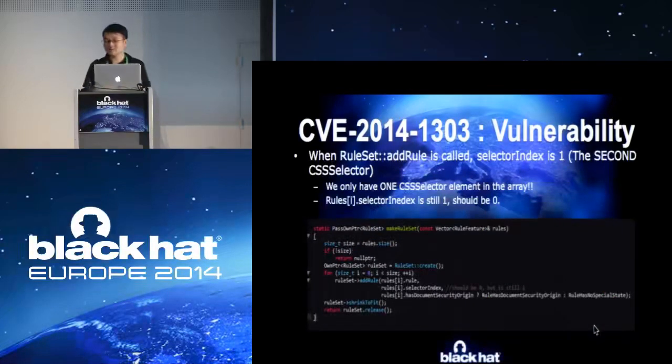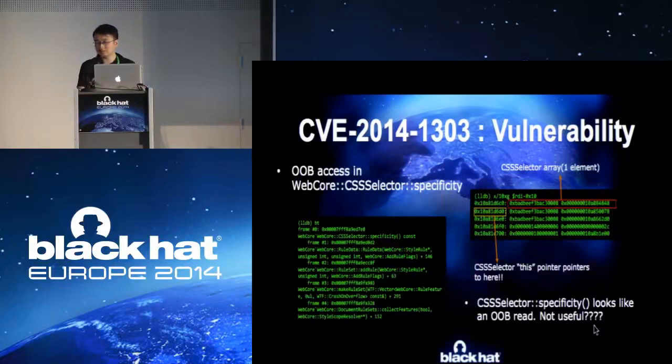However, when some function is called, the value of selector index is still 1. So 1 means the second CSS selector element, but now you only have one CSS selector element, and the index is 1, which means you may achieve an out-of-boundary access. In the function CSS selector specificity, you can see that the selector index points to memory which does not belong to the CSS selector.